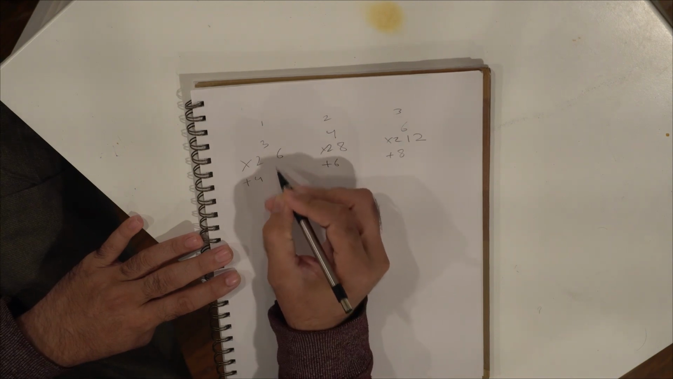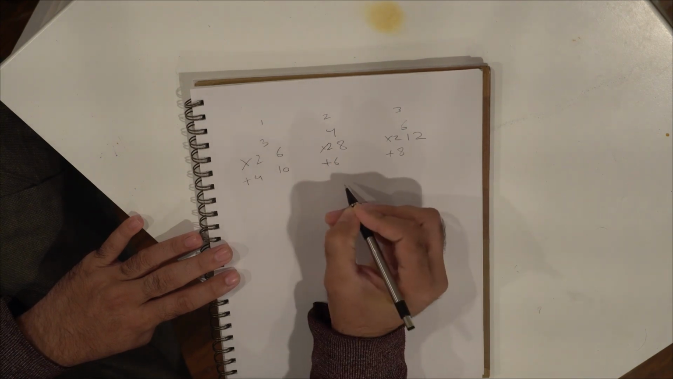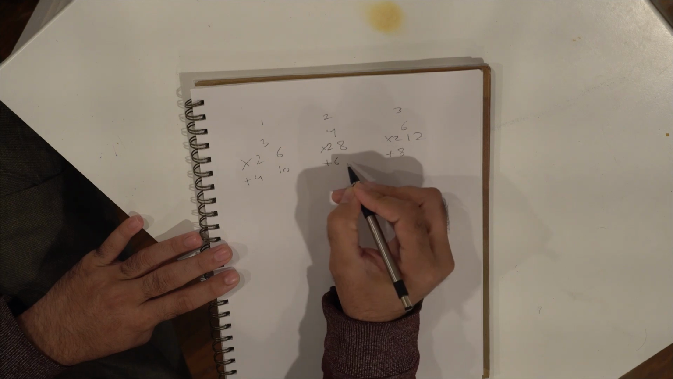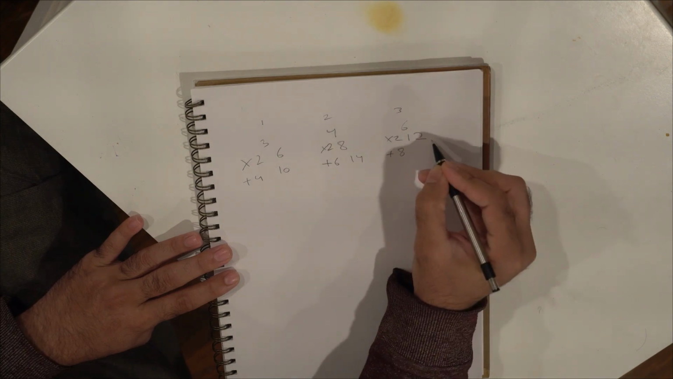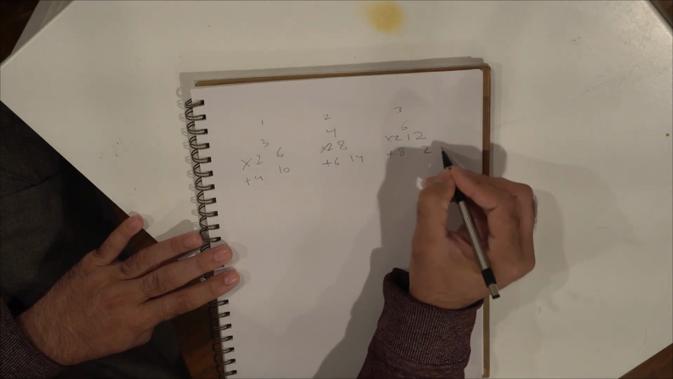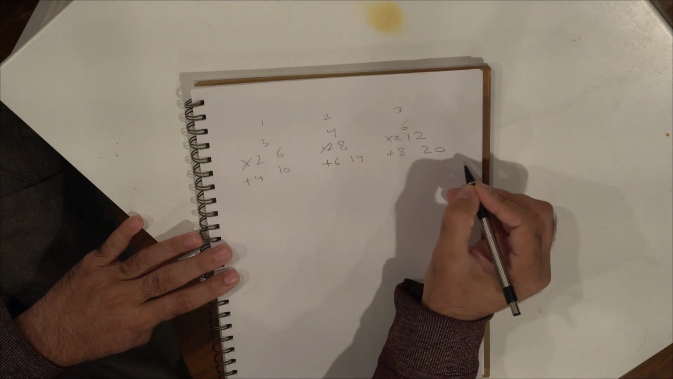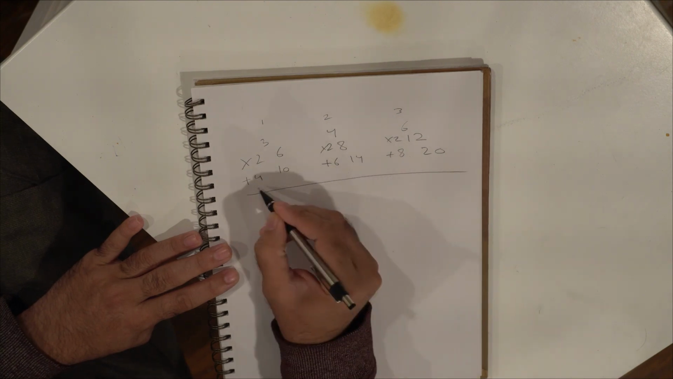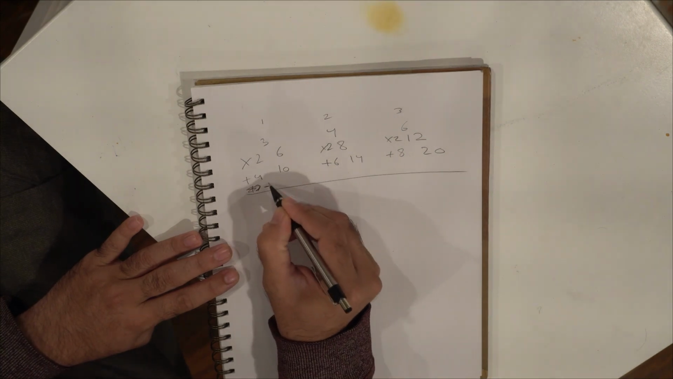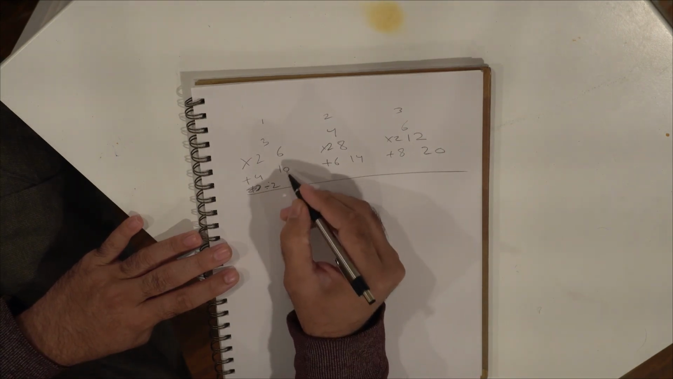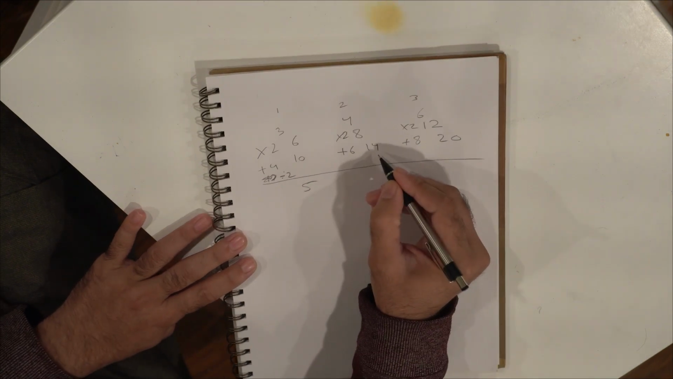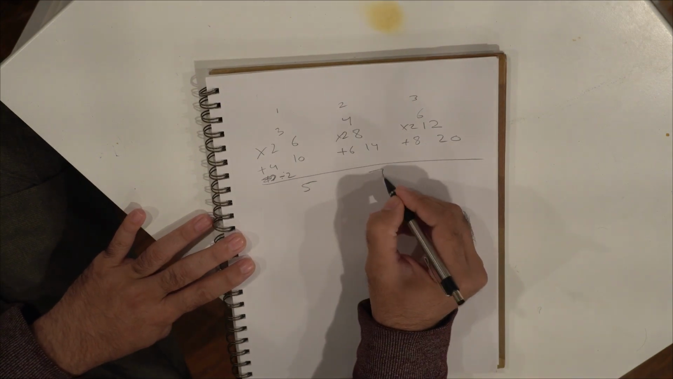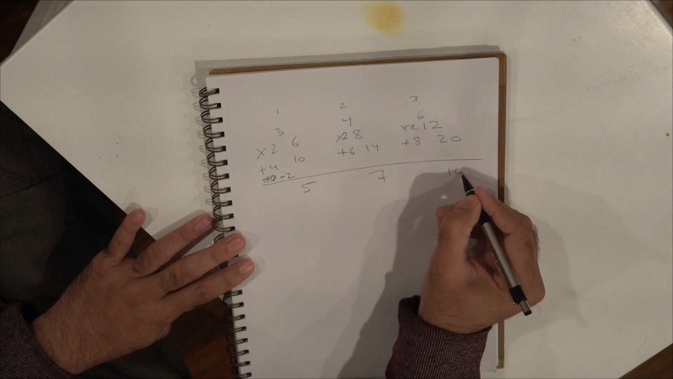This will become 6 plus 4, 10, right? This will become 8 plus 6, 14, right? And this will become 12 plus 8, 20. 3 different numbers, right? Now what I told you guys: divide by 2. So all these numbers are divided by 2 now. 10 divided by 2 is 5, this divided by 2 is 7, and this divided by 2 is 10.